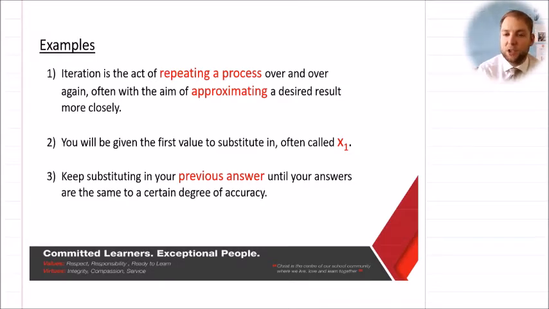Usually this is called x1. Sometimes it's called x0, but it's worth making a note. This one here is your first term, okay? And then this is the trick. You keep substituting in your previous answer until your answer is at the same certain degree of accuracy. So you're subbing in your previous answer to get your next answer into one of your formulas, okay?